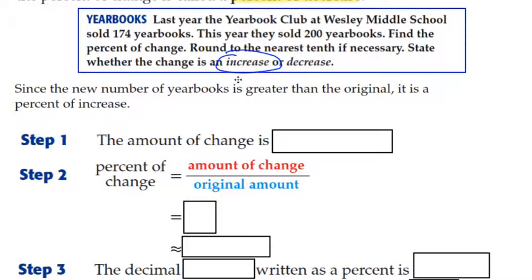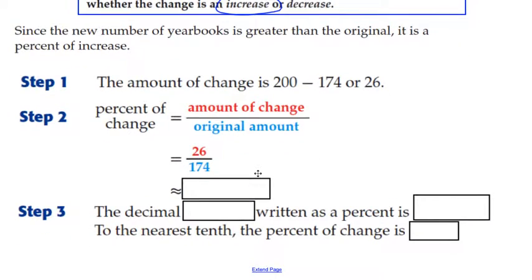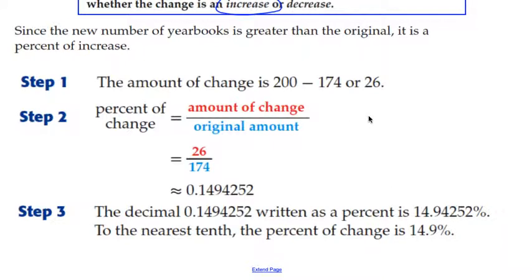Let's look at what the amount of change was. We subtract 200 and 174 to get 26. So our amount of change, the number 26, will go on top. Our original amount, 174, will go on the bottom. Take a calculator and divide those two. You start with the top number, 26 divided by 174. That's the order you put it in your calculator. It gives you this decimal value. And that decimal value written as a percent, remember, we move 2 to the right. So we'll get 14.94252. But we usually only want one decimal place, or to the nearest tenth. So 14.9% would be our percent of increase.